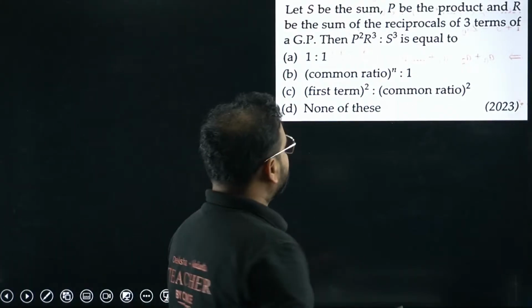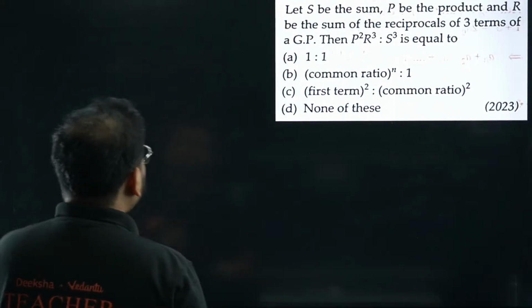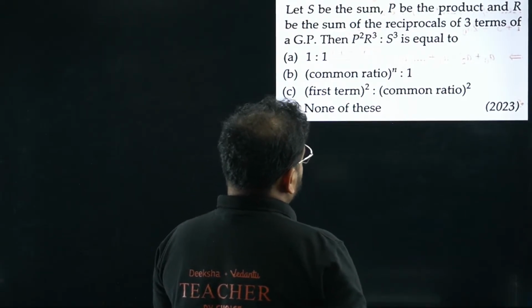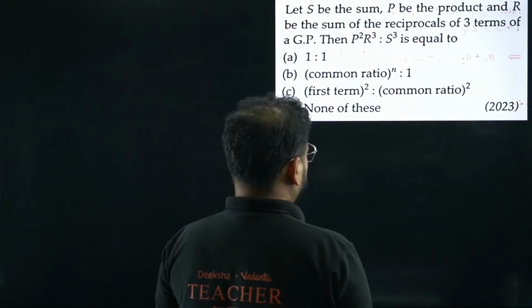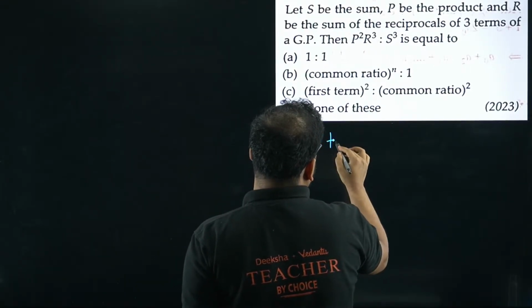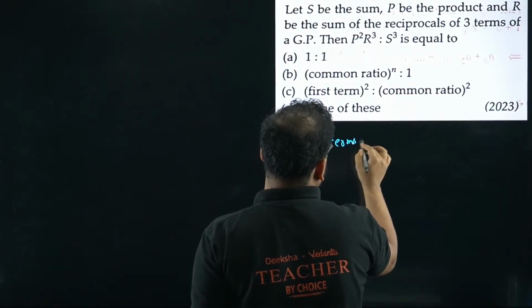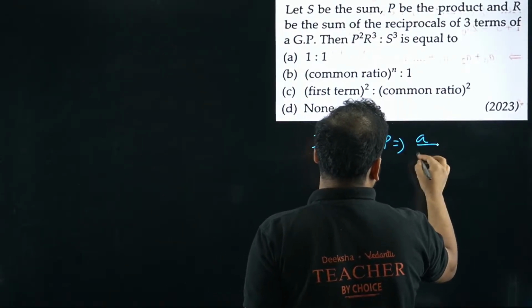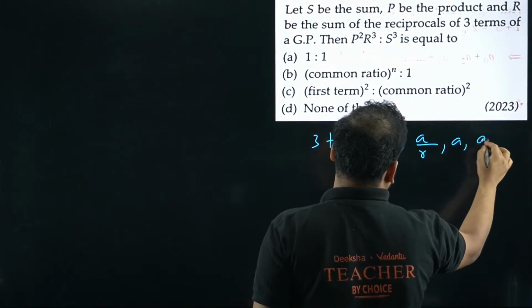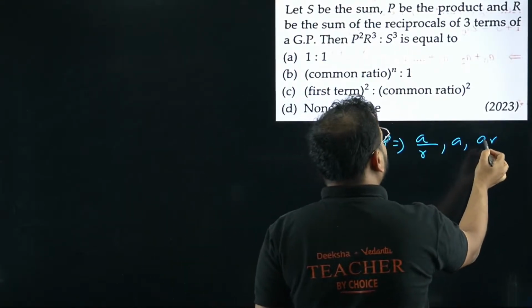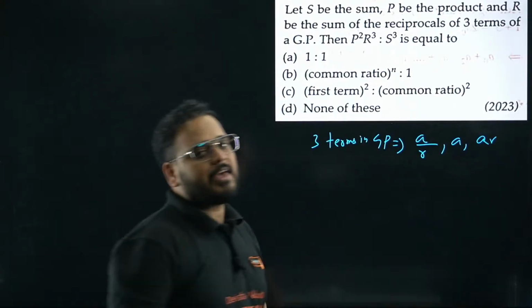This question is from the 2023 paper. Let S be the sum, P be the product, and R be the sum of reciprocals of the first 3 terms of a GP. 3 terms in a GP, remember, you take it like this: a by r, a, and ar. There's a reason for it, because if you multiply, r will get cancelled. You have only a cube left.